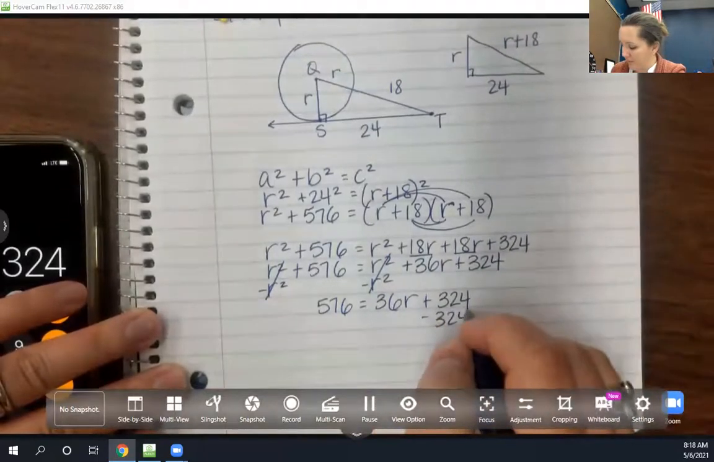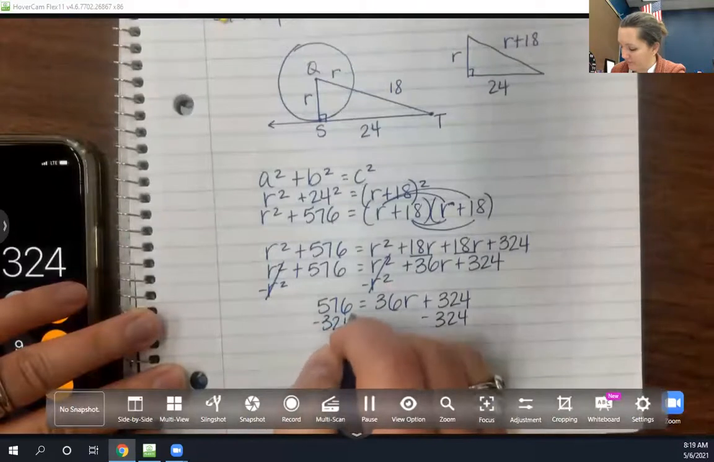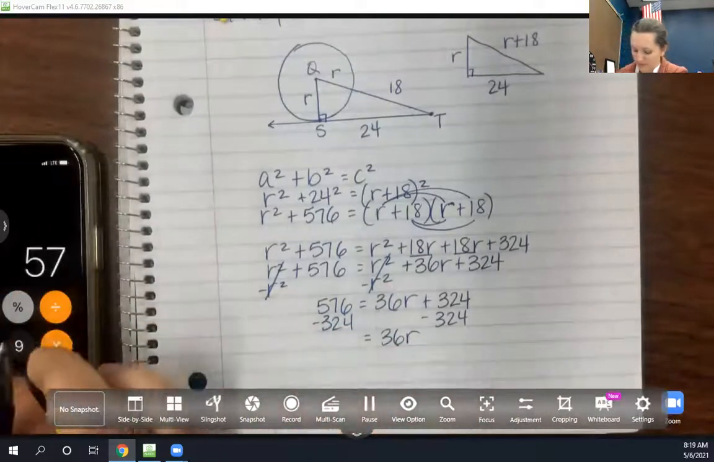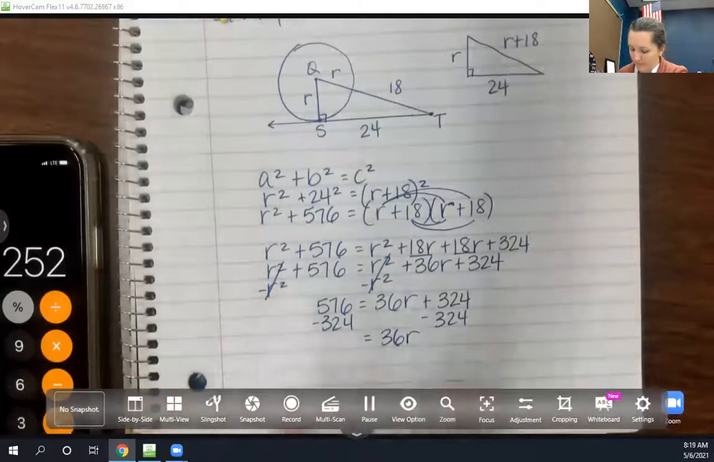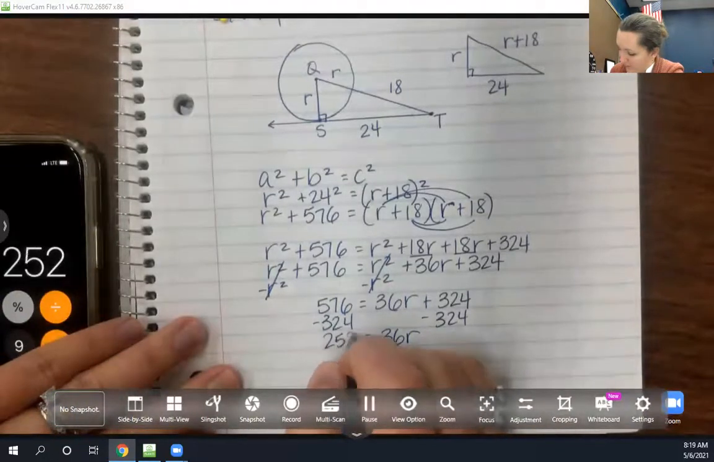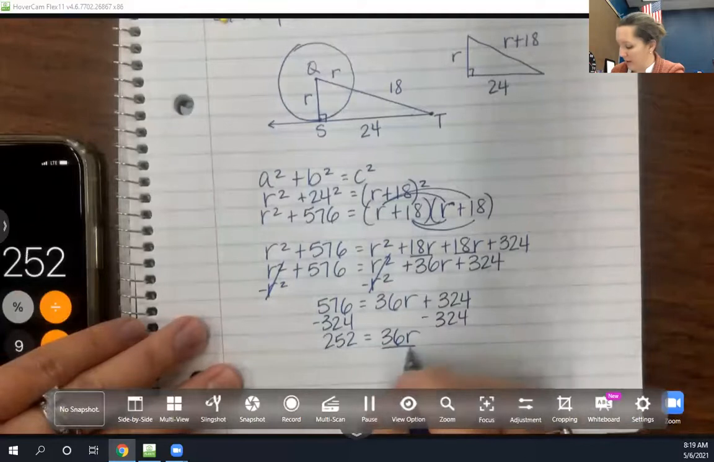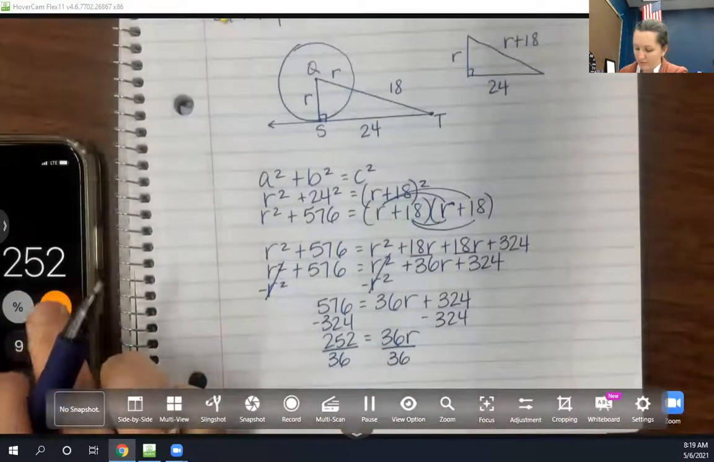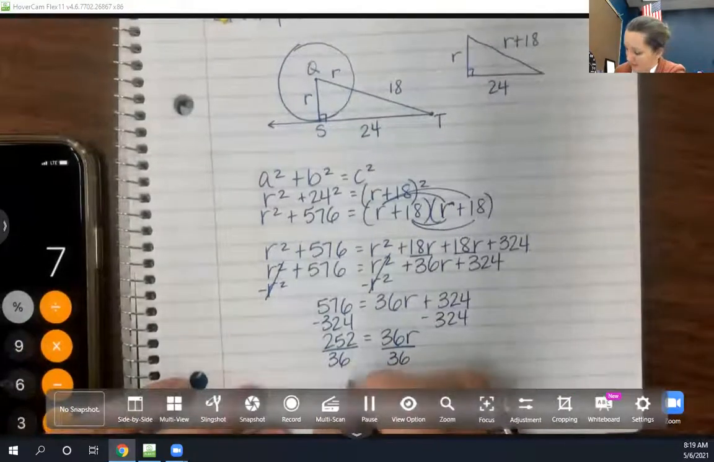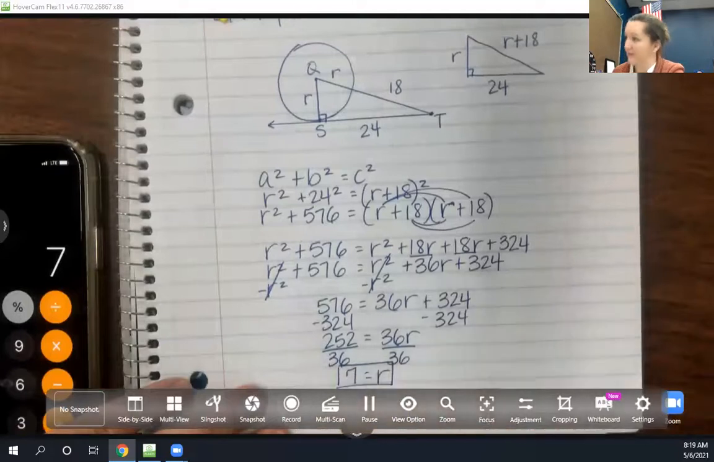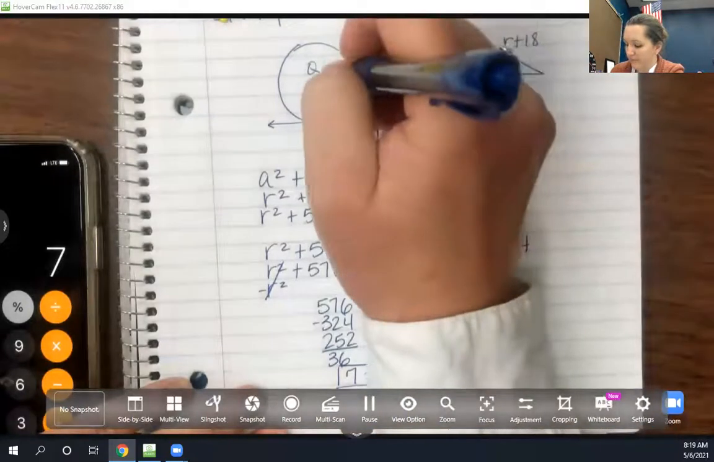Subtract 324. We have 36R equals 576 minus 324, which is 252. And now divide by 36. So 252 divided by 36 is 7. So our radius is 7 here.